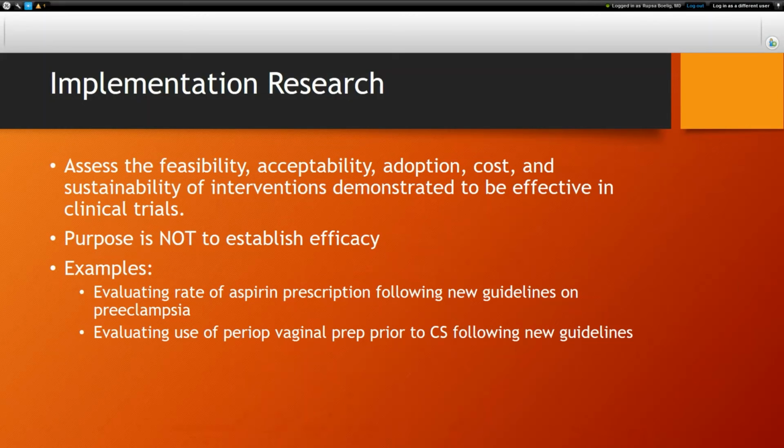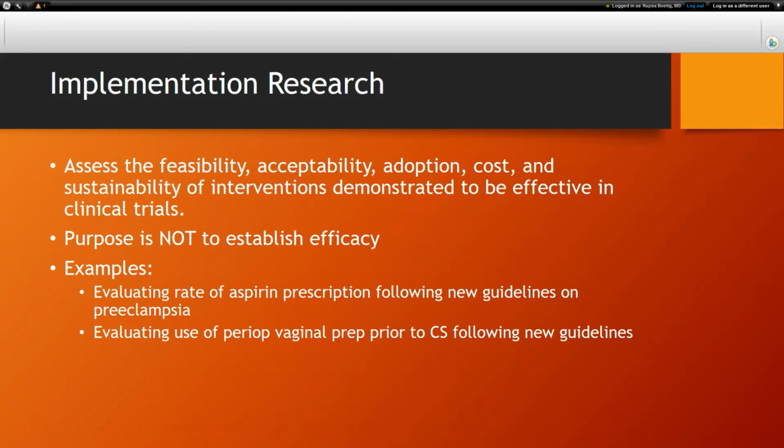And so you're not testing the efficacy of an intervention. You are examining how it is being used in real world practice or what are barriers to use in real world practice. So examples of implementation research that we've done here: evaluating the rate of aspirin prescription or aspirin use following a new guideline on preeclampsia.